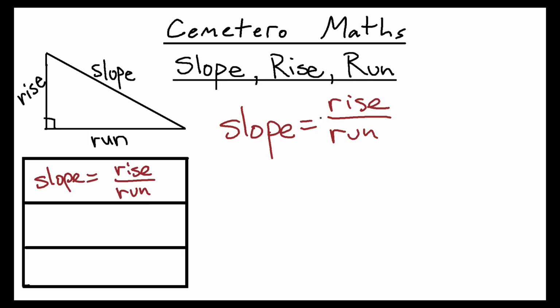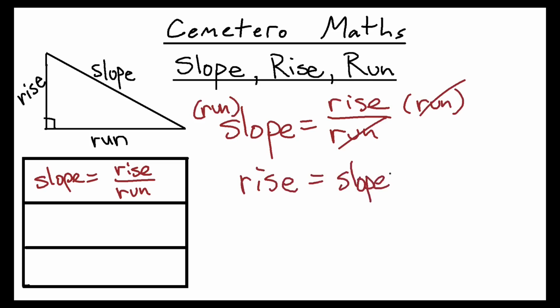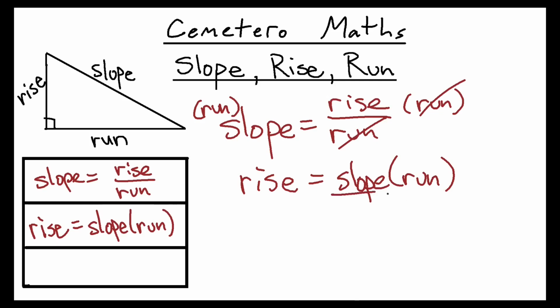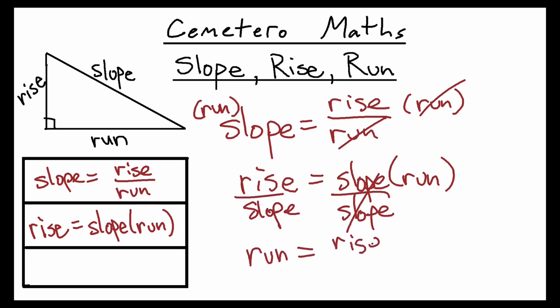And with this equation, slope equals rise over run, you can multiply out the run variable. So these will cancel out, and we're left with rise equals slope times the run, which is our second equation. With this equation, we can figure out what the run is by dividing out the slope. These cancel out, so we're left with run equals rise divided by the slope, which is our third equation.